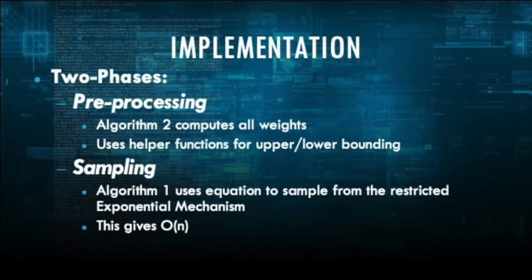The implementation will be in two phases. First, in the pre-processing phase, an algorithm will compute all the weights and use special helper functions for the upper and lower bounding. Secondly, there will be a sampling phase where the algorithm will use an equation to sample from the restricted exponential mechanisms. Overall, this will give n time to the algorithm.